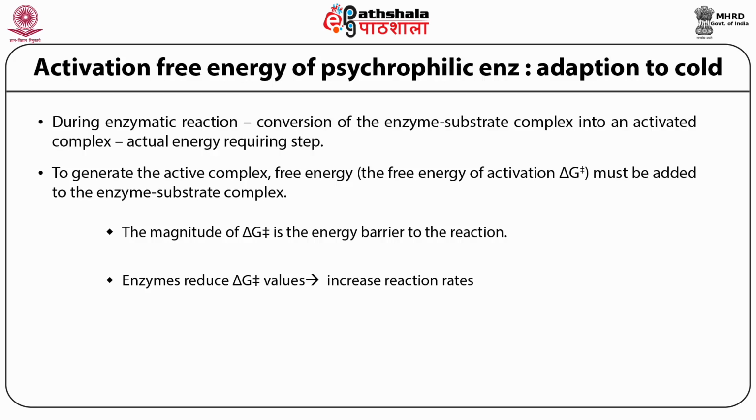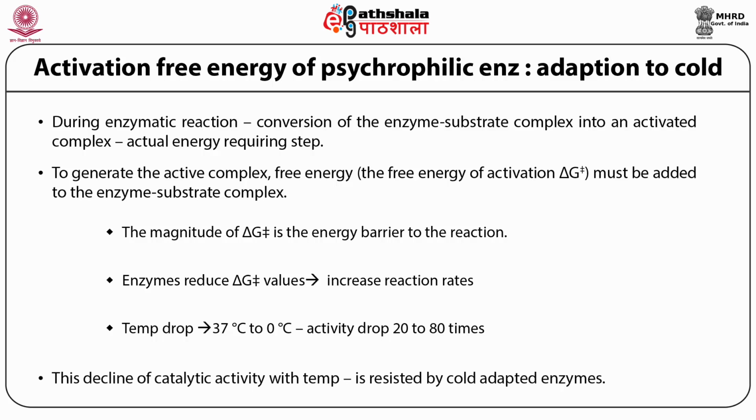So in normal mesophilic enzymes, if you drop the temperature from 37 to 0 degrees, the activity would drop 20 to 80 times. Whereas if we compare the drop of activity with reference to the drop of temperature in cryostable enzymes, it is not that severely dropped. So the decline of the catalytic activity with the temperature is actually resisted by these cold adapted enzymes.